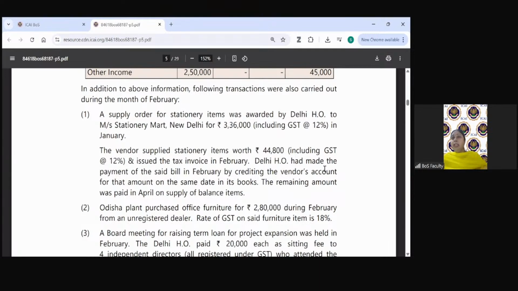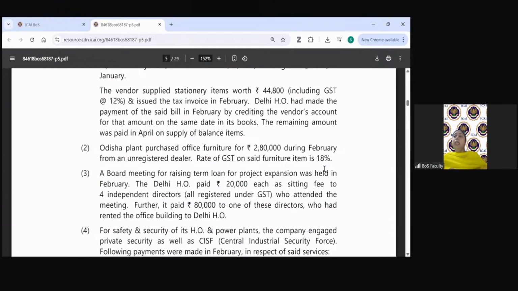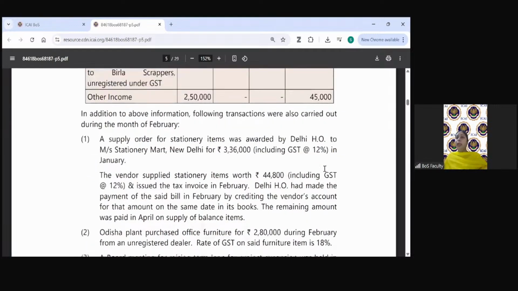The Delhi HO has given a contract to Stationery Mart, and the contract value is 3,36,000, including GST at the rate of 12% in January. The vendor supplied stationery items worth rupees 44,800, including GST. Again, GST is included here at the rate of 12%, and issued the tax invoice in February. The Delhi HO had made the payment of said bill in February by crediting the vendor's account for that amount on the same date in its books. The remaining amount was paid in April on supply of balance items.